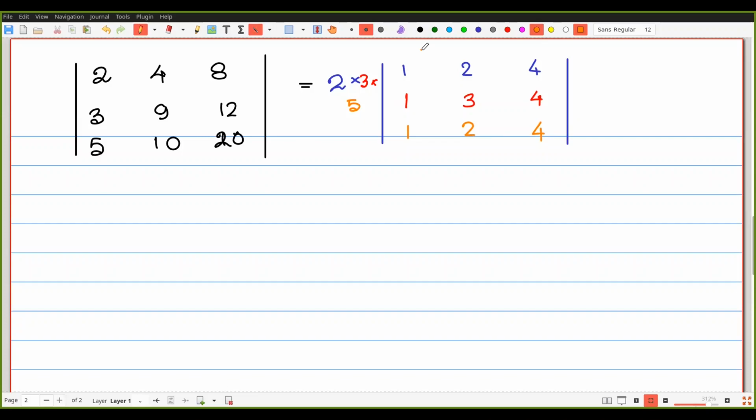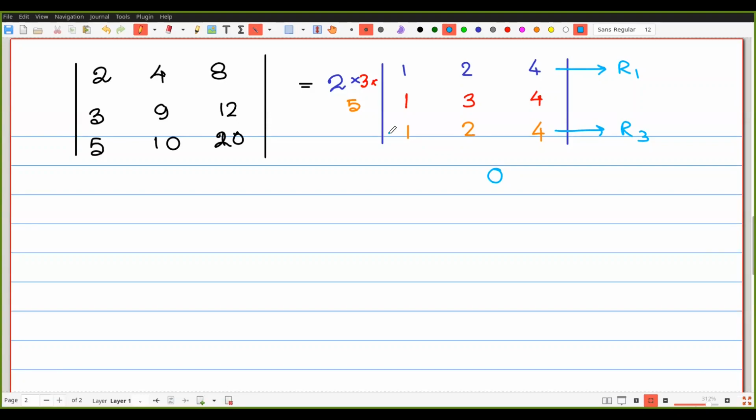Now look at row 1 and row 3 of that determinant. As the two rows, row 1 and row 3, are equal, its value is equal to 0. So the complete value of the determinant is equal to 0 here. But that may not be the case in other cases.